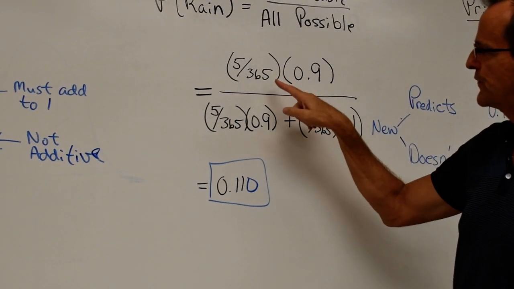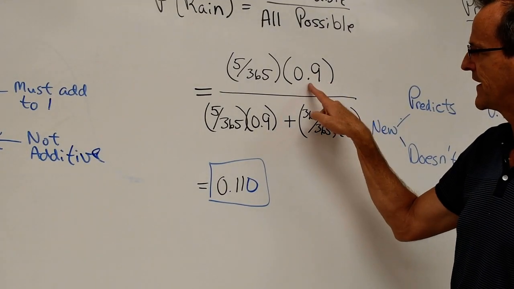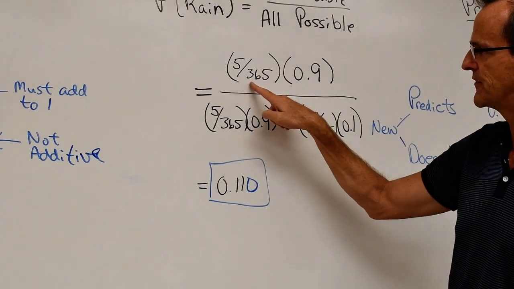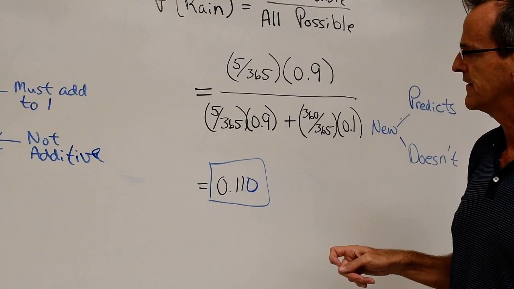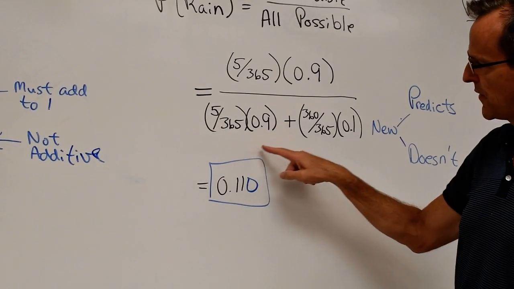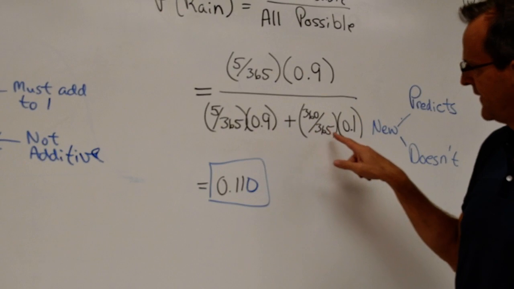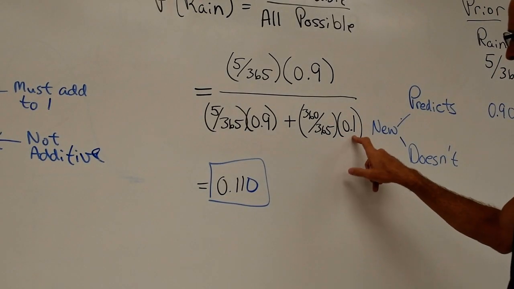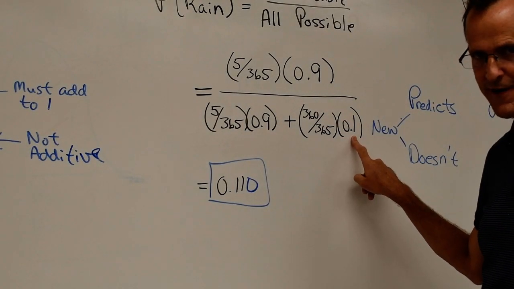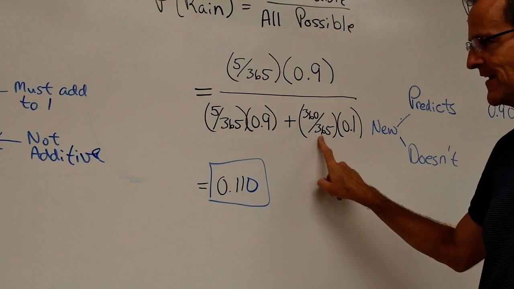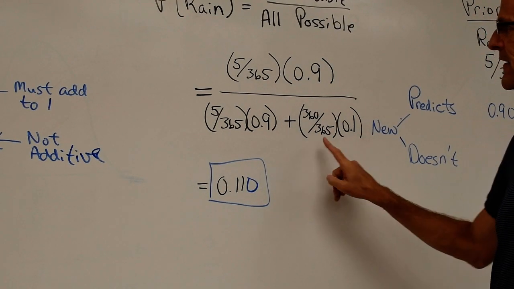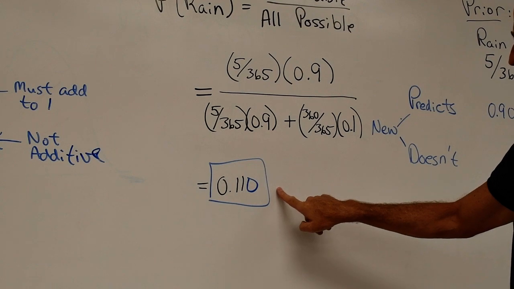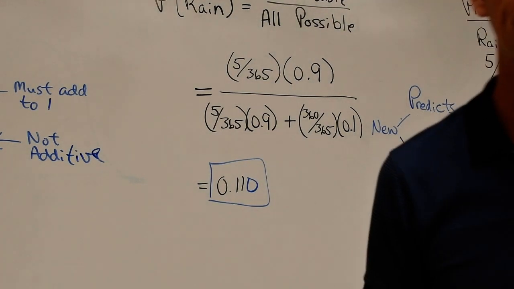Okay, so the favorable prediction is he's got a 90% chance of being right times the number of days out of the year. That is part of our all possible. And then what we have here are the times he says it's going to rain, 10%, but it doesn't actually rain. Now when you crank through that, you should get 11%. Okay, so now let's take a look at the beetle example.